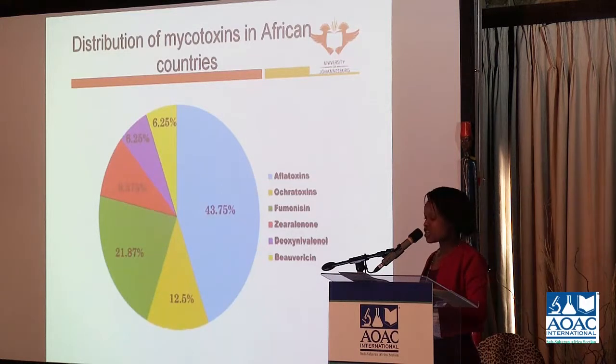Okay, this chart shows the distribution of mycotoxins in African countries. As you can see, on the blue side is aflatoxin. Aflatoxin has been found contaminating a lot of countries with 43.75%, followed by fumonisin, which is 21.87%. And this data was obtained in 2014. So probably by now there is a higher percentage of these mycotoxins.